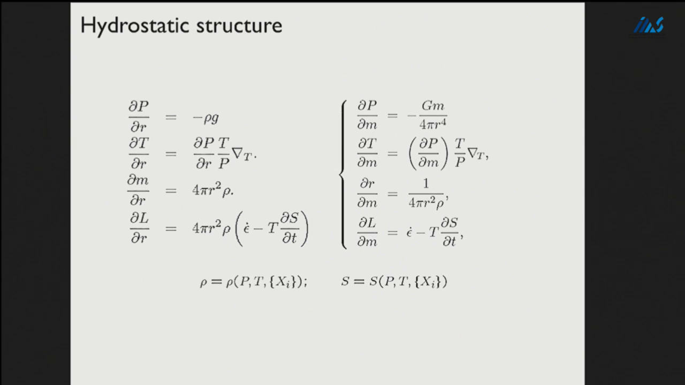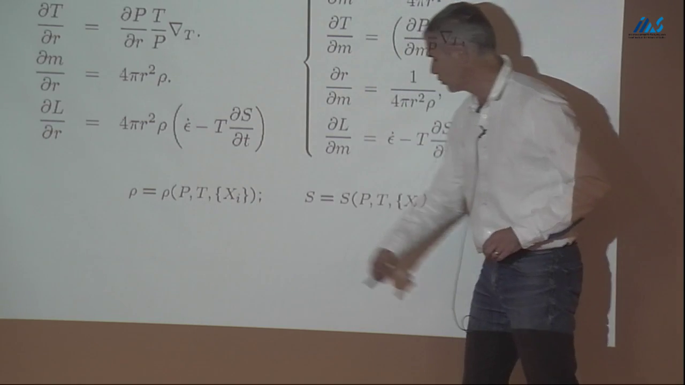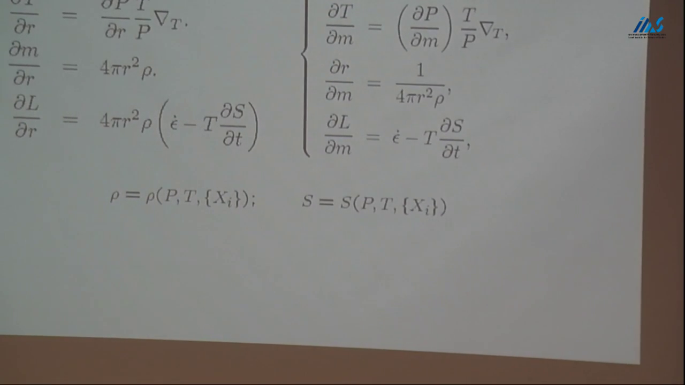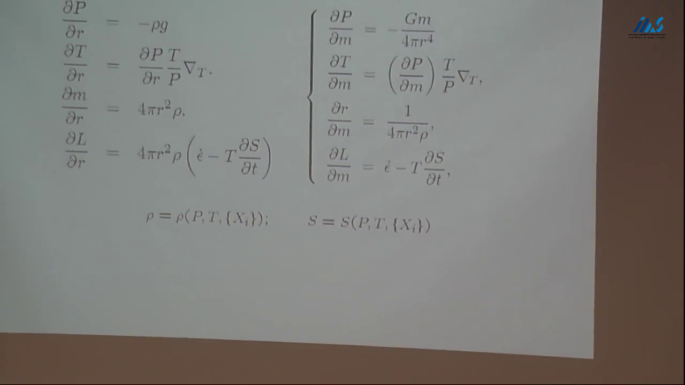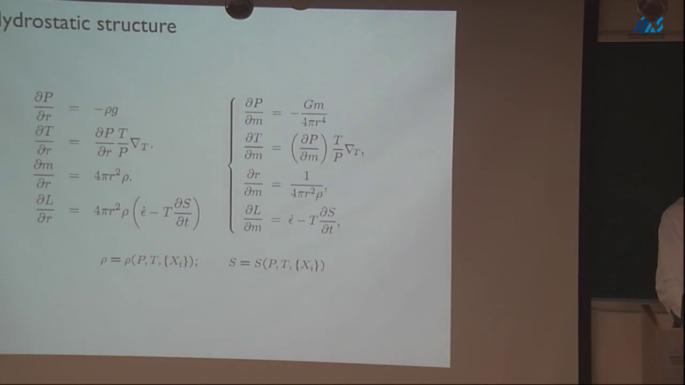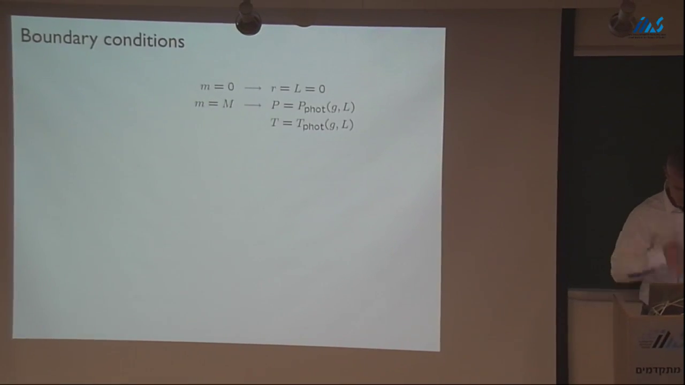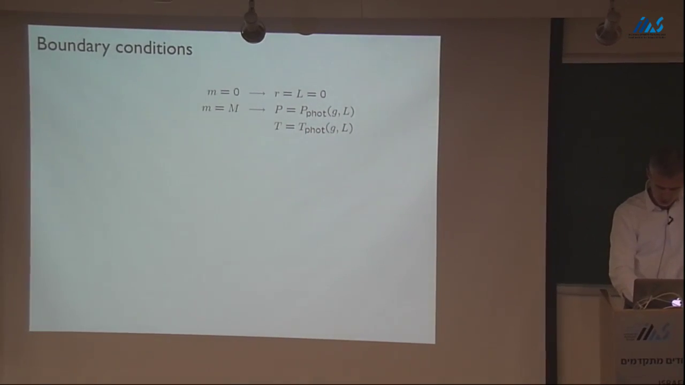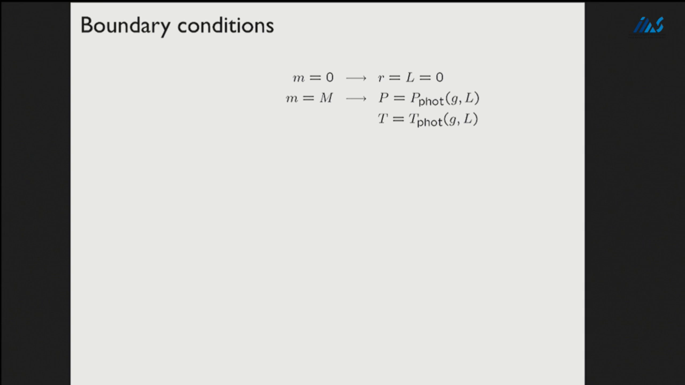This has to be tied to an equation of state, density as a function of pressure, temperature, composition, entropy as a function of pressure, temperature, composition. So these are very standard equations. So they're very important because they govern the whole structure from stars to planets. So boundary conditions. Generally we can use at the center M equals zero, R equals zero. Sometimes we add a core, so we can use a different central boundary condition.